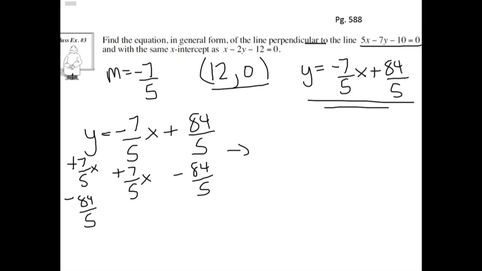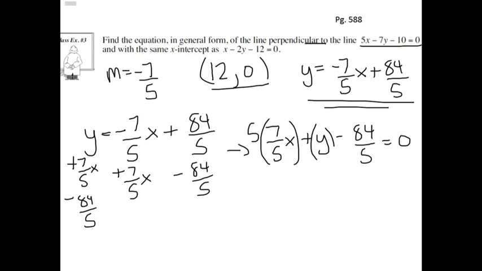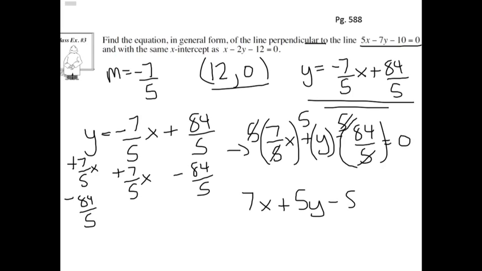So what you're left with here is 7 over 5x plus y minus 84 over 5 is equal to 0. Now we don't want fractions, so we're going to multiply everything by the lowest common denominator, which is 5. Multiply this one by 5, this one by 5 as well, and this one by 5. So what you're left with, these cancel out, so you have 7x plus 5y minus 84 is equal to 0. This here is your general form.